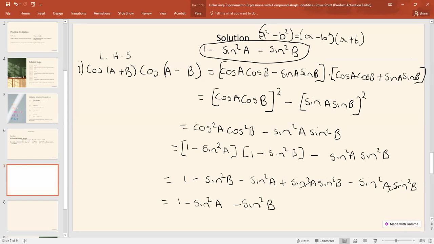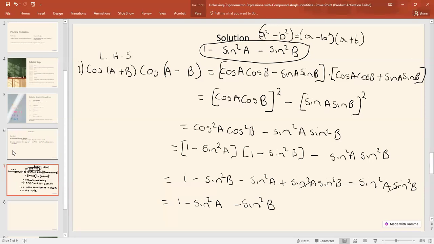End of proof. So we have used these various steps to show you how to reduce this complex trigonometric expression with the help of our well-known trigonometric compound angle identities to obtain a simpler version of it.